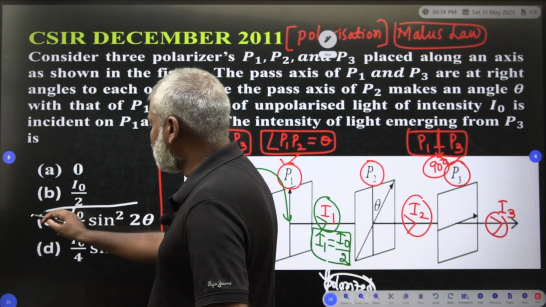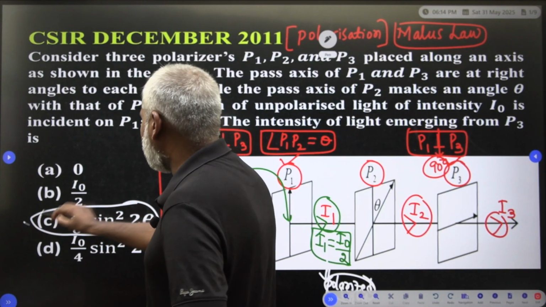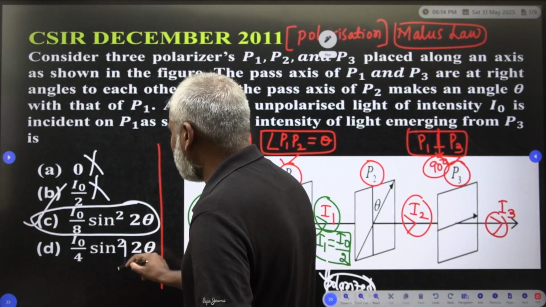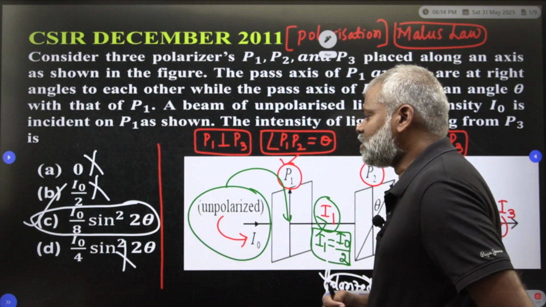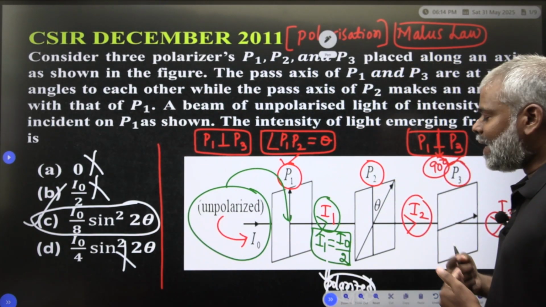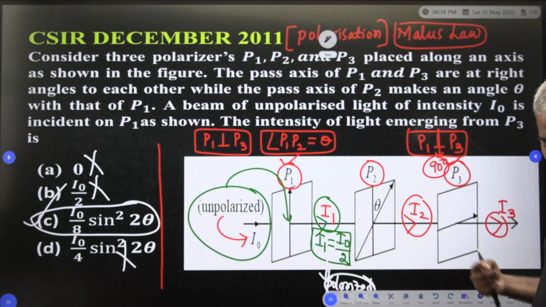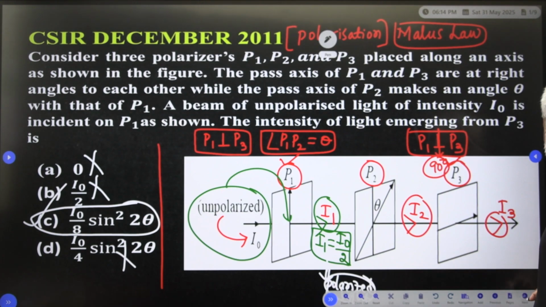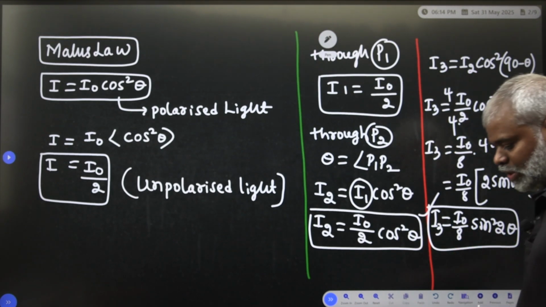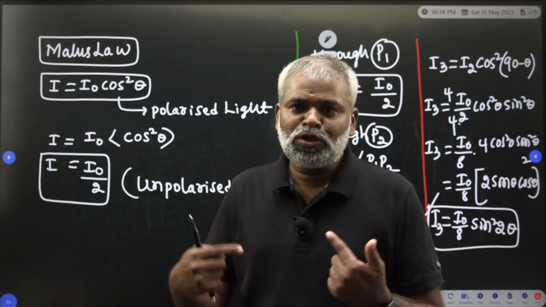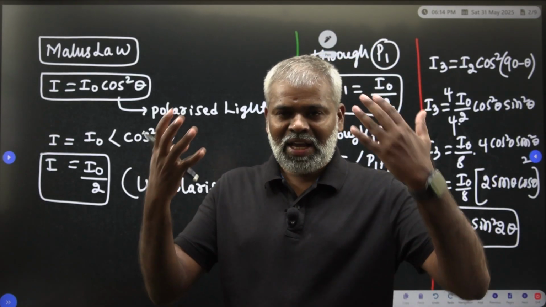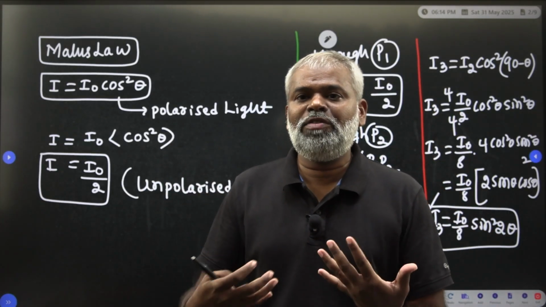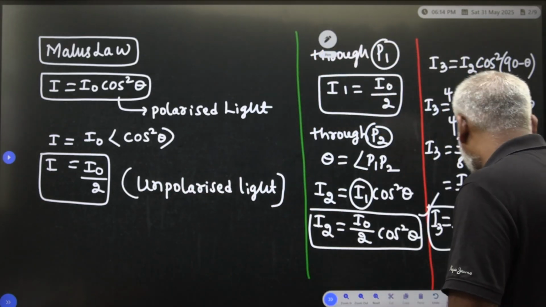So what is your answer? Option C is the correct option. 0 is not correct, I naught by 2 is not correct, I naught by 4 into sin square 2 theta is not correct; I naught by 8 into sin square 2 theta is correct. Clear? Like this we have to solve in our competitive examination. Our brain also should work, and our previous knowledge should come into our brain. Then only we are able to solve such types of questions.